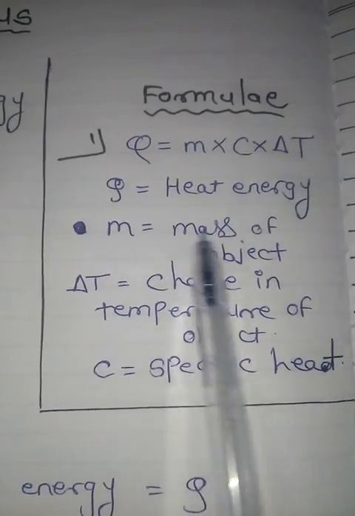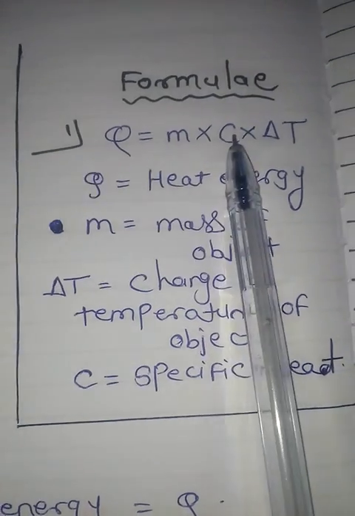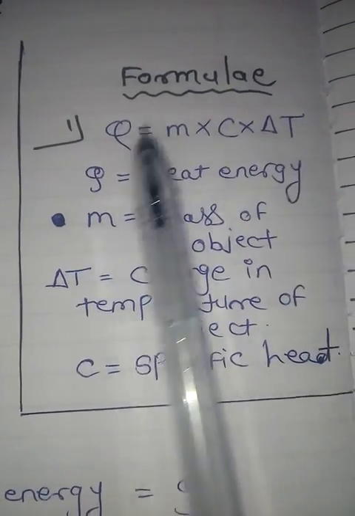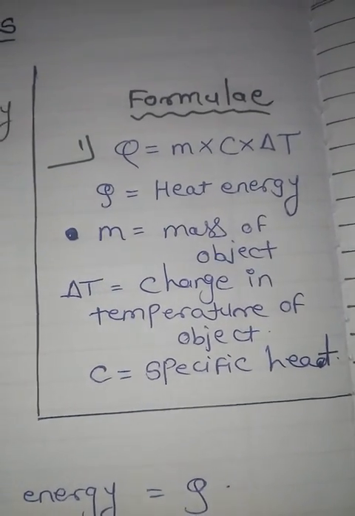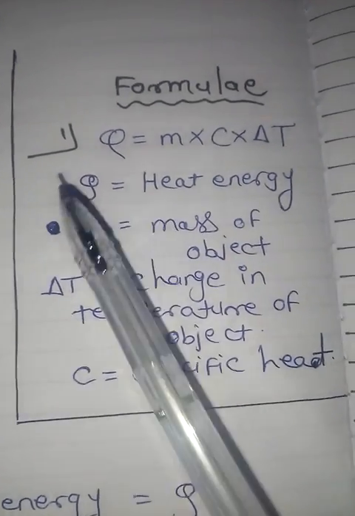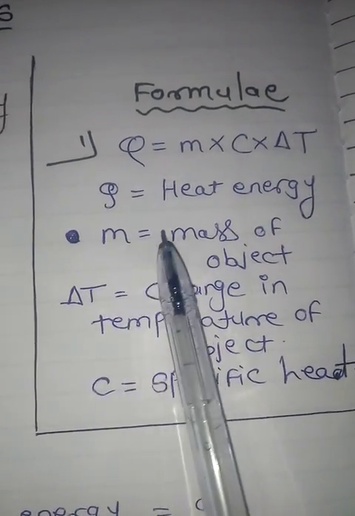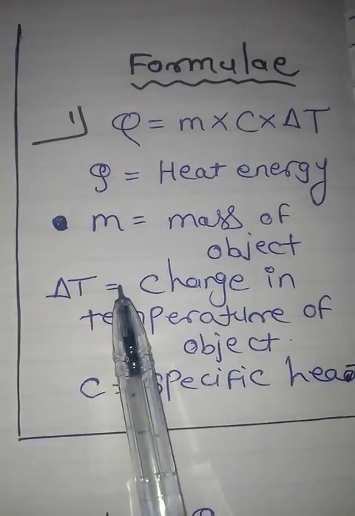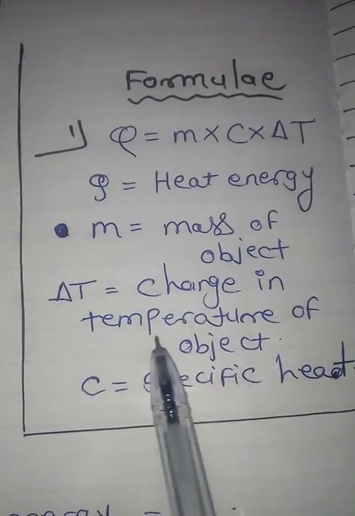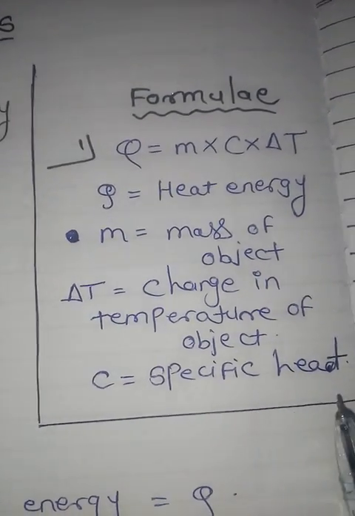So for that, what formulas are we going to use today? Let's see. Today we are going to use this formula, Q is equal to M into C into delta T. What do these terms stand for? Q is heat energy, M is mass of the object, delta T is the change in temperature of the object, and C is specific heat.